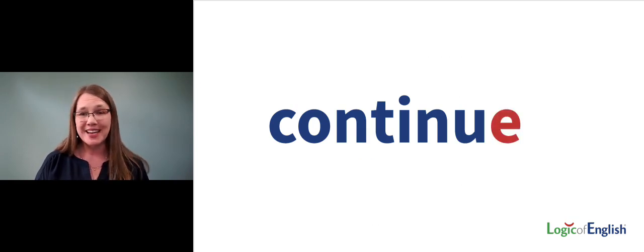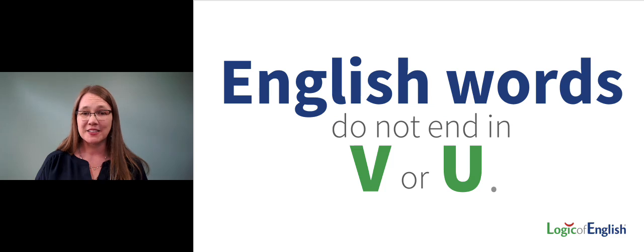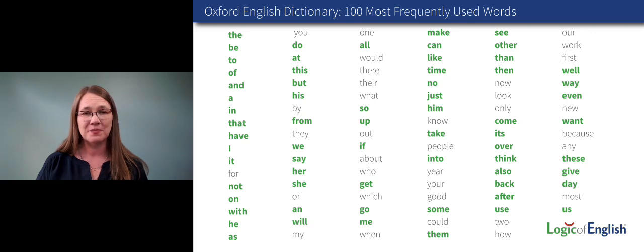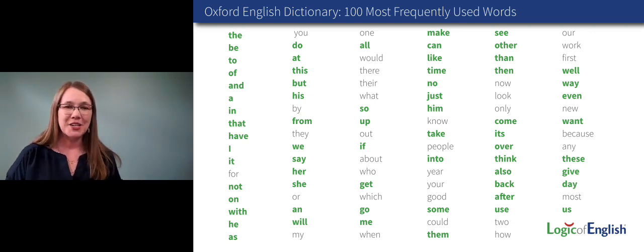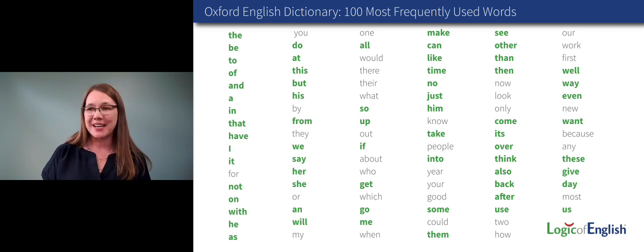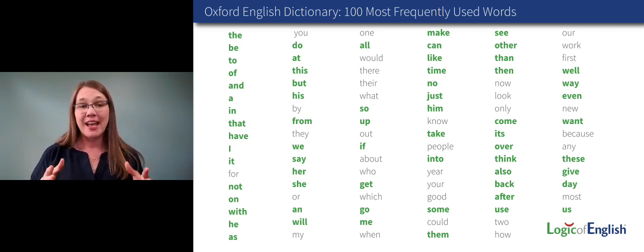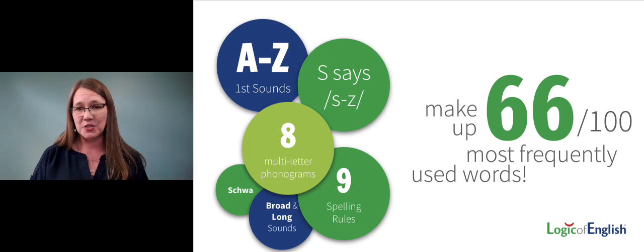Whenever there's a U at the end, we must add a silent final E. In fact, the complete rule is English words do not end in V or U. This reason for a silent final E is the second most commonly used reason for a silent final E in English. At this point, you are able to logically explain how to read and decode and how to spell each of the words in green.